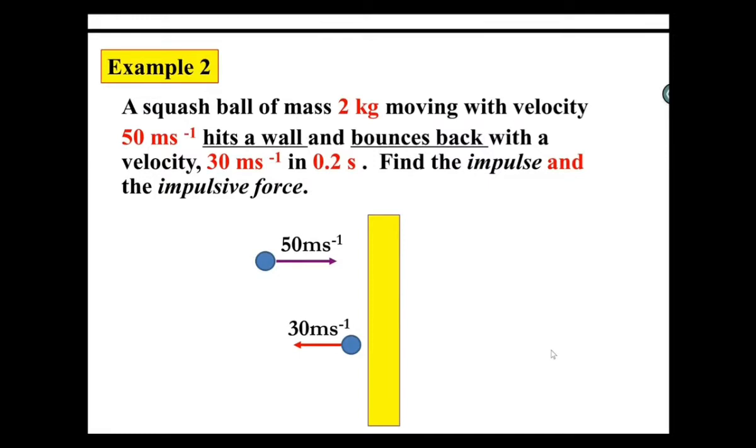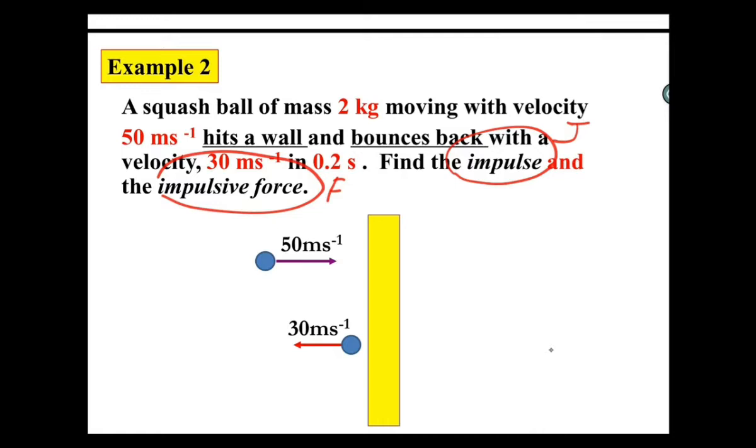Example 2. A squash ball of mass 2 kg moving with velocity 50 meter per second hits a wall and bounce back with a velocity 30 meter per second in 0.2 second. Find the impulse and the impulsive force. So dia suruh cari impulse dan impulsive force. Satu dia suruh cari impulse, another one is impulsive force.